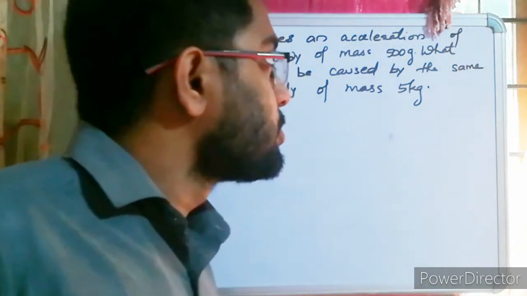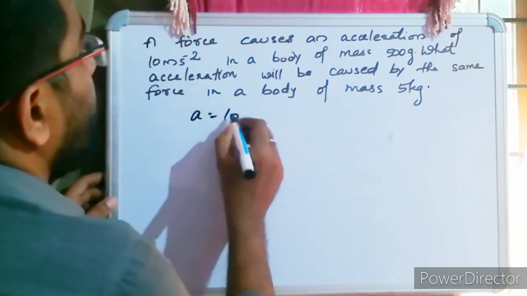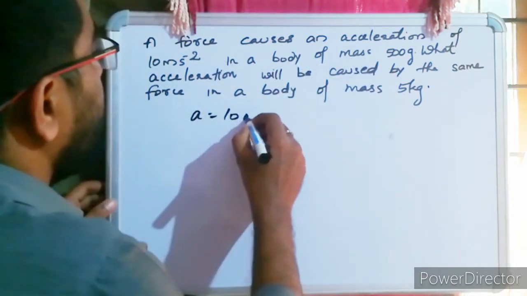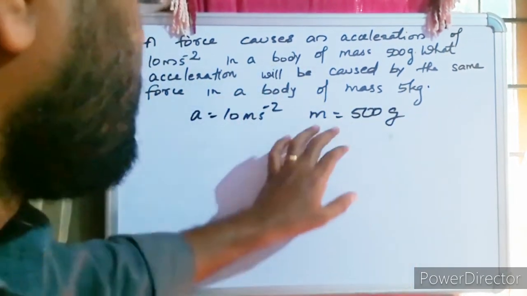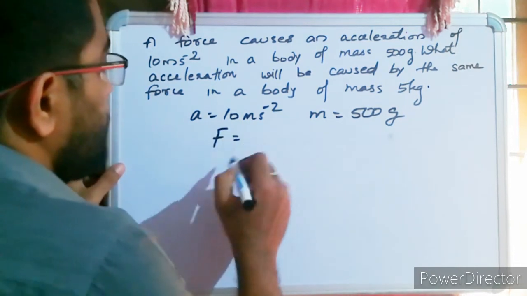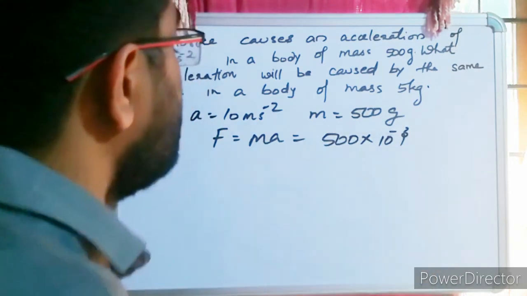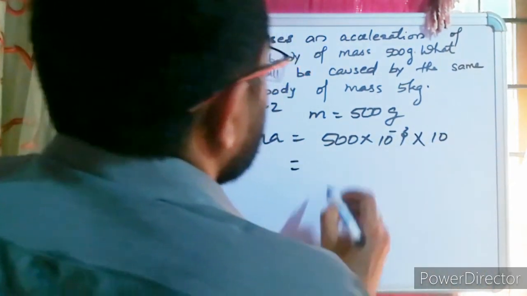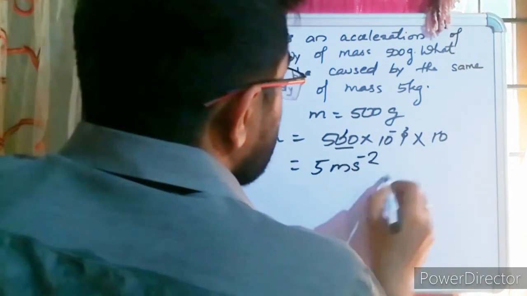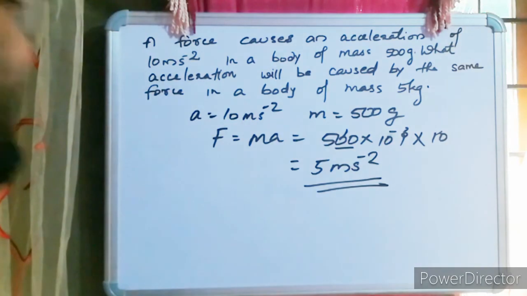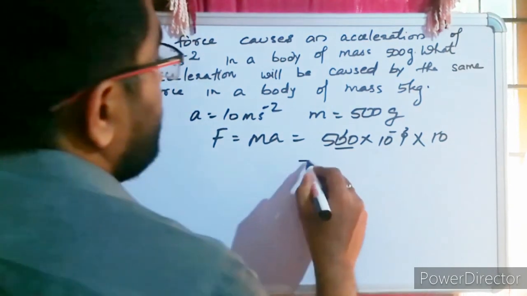Coming to your next question: a force causes an acceleration of 10 meter second raised to minus 2 on a body of mass 500 gram. So the mass is 500 gram, and acceleration and mass are given. Let's find what that force is. F is equal to ma. Again it is given in grams, so convert it to kilogram: 500 into 10 to the power minus 3, times 10 meter second raised to minus 2. So that force is equal to 5 Newton.